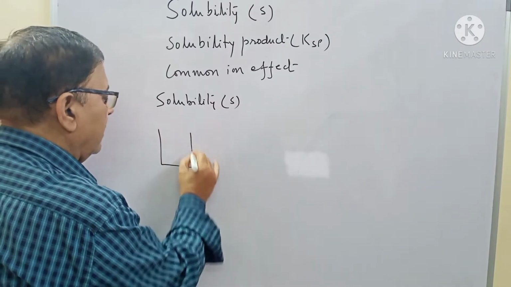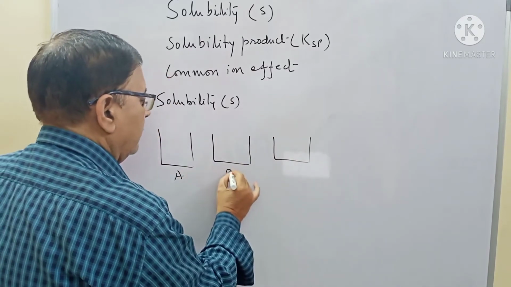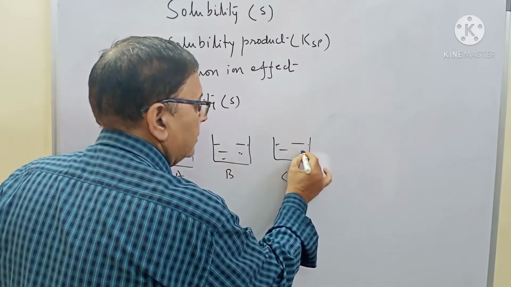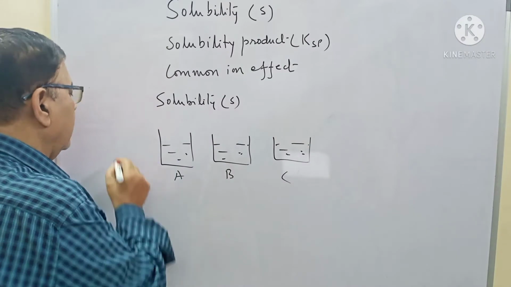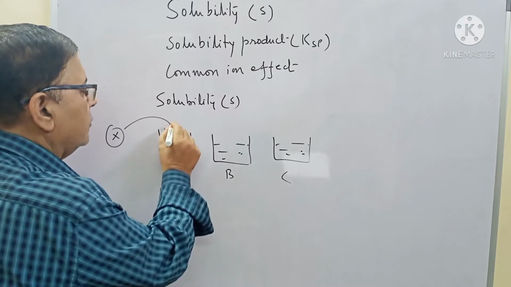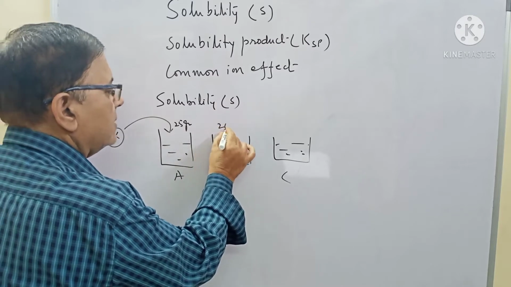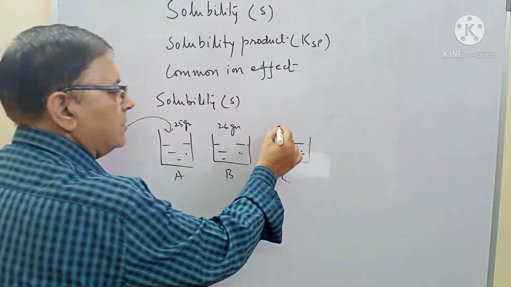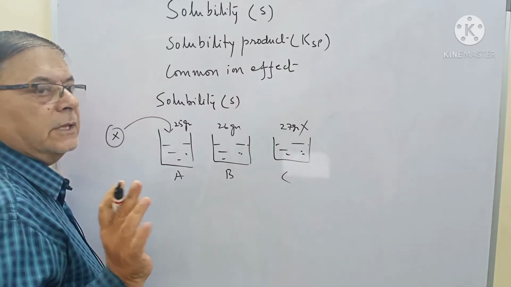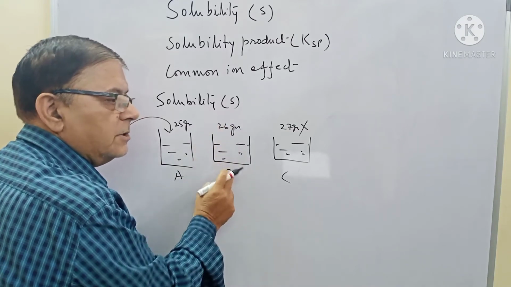Let us take three flasks A, B and C. Fill each with 1 liter of water. Then take a substance X and dissolve it in A. Suppose 25 grams dissolves absolutely. In B, 26 grams dissolves. In C, 27 grams does not dissolve. It means 26 grams is the last amount of the substance dissolving in 1 liter of water.